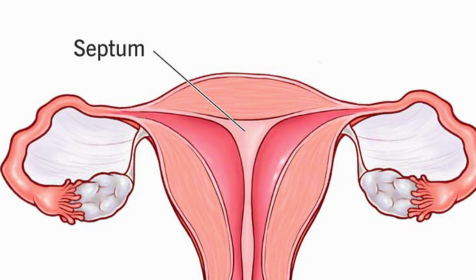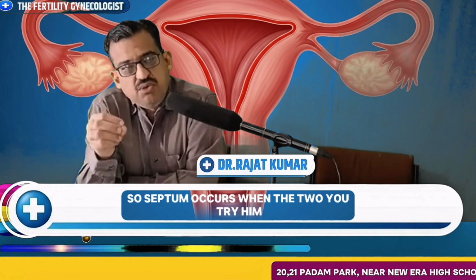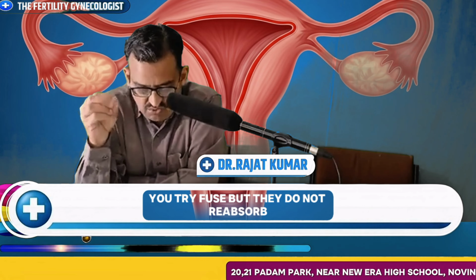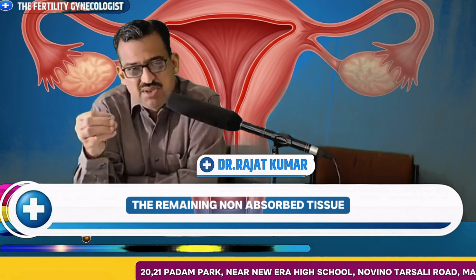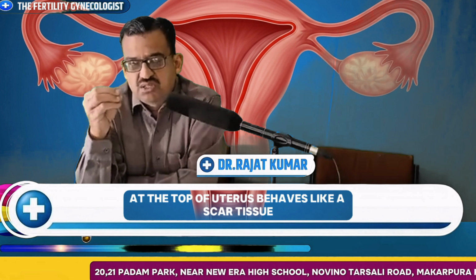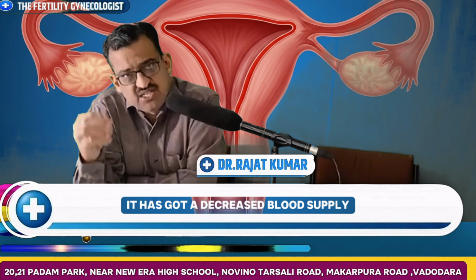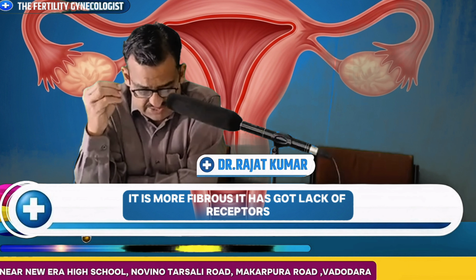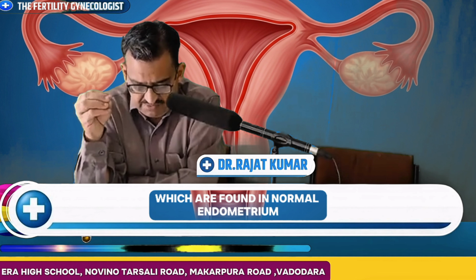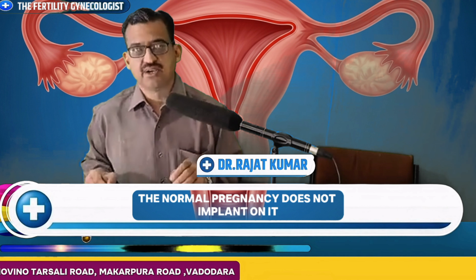This is very, very important. A septum occurs when the 2 hemiuteri fuse, but do not reabsorb fully, or only partially reabsorb. The remaining non-absorbed tissue at the top of the uterus behaves like scar tissue. It has a decreased blood supply, it is more fibrous, and it lacks the receptors found in normal endometrium, and as a result a normal pregnancy does not implant on it.